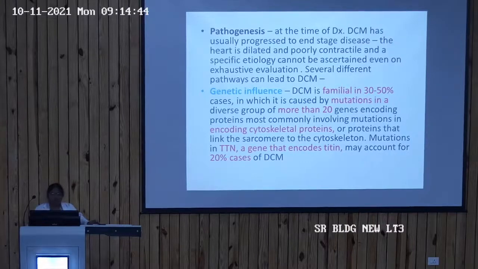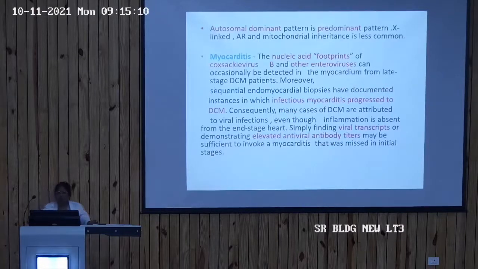And what are these cytoskeletal proteins? These are the TTN gene that encodes for titin, and this accounts for 20% of cases of dilated cardiomyopathies. That there are more than 20 genes. However, titin, the gene TTN, a gene that encodes titin, is the most important one, accounting for 20% of cases of dilated cardiomyopathy. It is usually autosomal dominant and is predominantly X-linked, and the autosomal recessive and mitochondrial inheritance is less common. So mostly it is autosomal dominant.